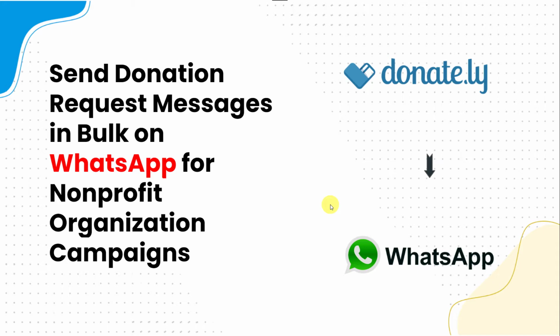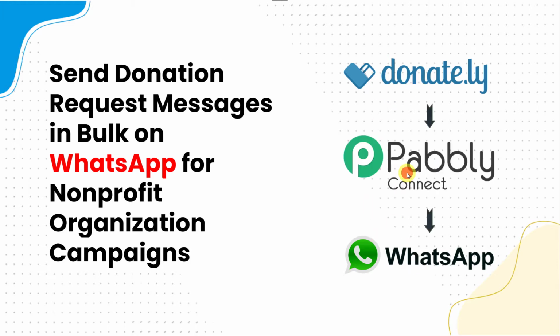The second option is you can create an automation so that whenever you create a new campaign in Donately, automatically a donation request message is sent on the WhatsApp number of the donors. But here the question is how to do this because there is no direct connection between Donately and WhatsApp. So for creating a connection between Donately and WhatsApp, we are going to use a software application named Pabbly Connect. So basically, Pabbly Connect is an automation and integration software which will help us in integrating Donately with WhatsApp automatically.